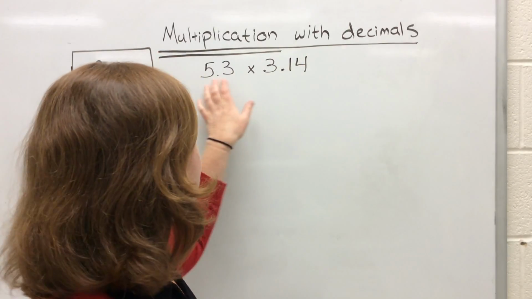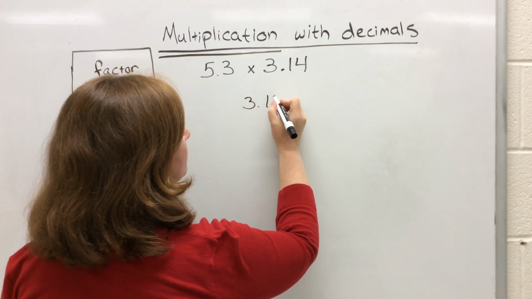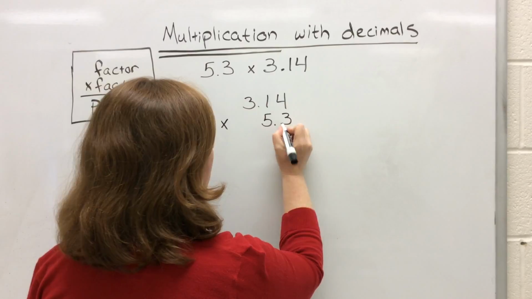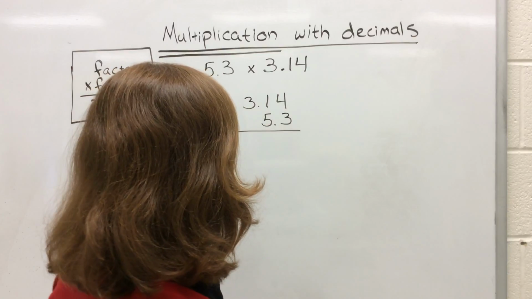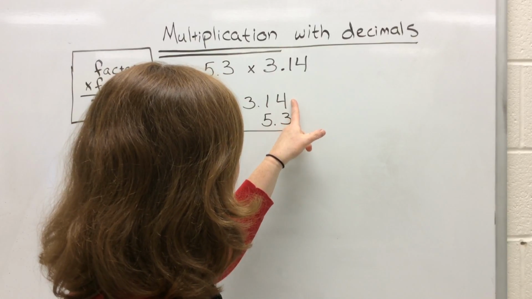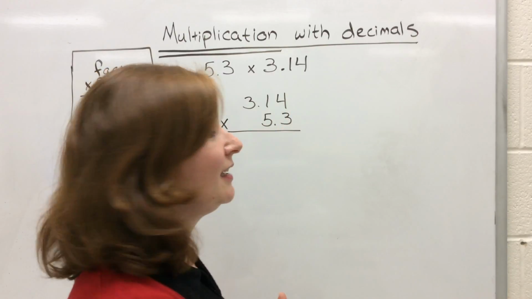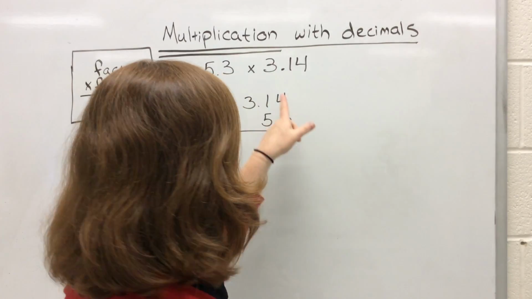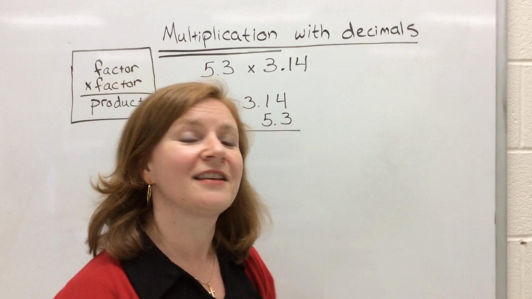3.14 has the most digits out of both factors, so I will put 3.14 on the top times 5.3. Now notice, in this problem I did not line up the ones place and I did not line up my decimal point. That is because I'm working with decimals, and what I need to do instead is line up the digit that is all the way to the right. So 4 is all the way to the right in my top factor, and 3 is all the way to the right in my bottom factor, so I've lined those up in their own column. Then 1 and 5 get their own column, and 3 is out here by itself.